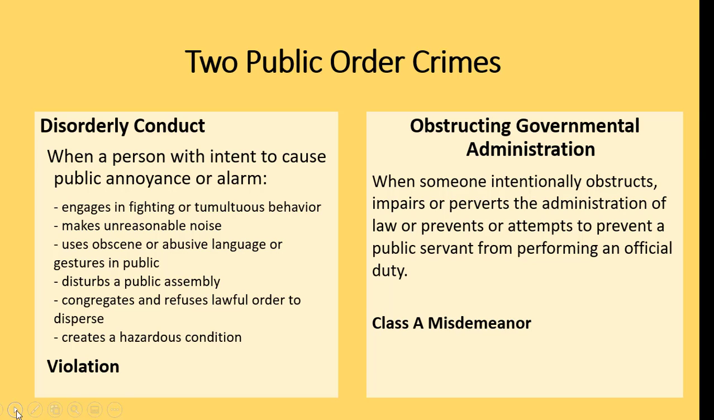That's very different from obstructing governmental administration, often called obstructing justice. That's when someone intentionally obstructs, impairs, or perverts the administration of law, or prevents or attempts to prevent a public servant from performing an official duty. That's a Class A misdemeanor. So this comes up, and notice that it says governmental administration. You could substitute that word for police. If a police officer is trying to do his or her job and you interfere with that, that could get you charged with obstructing governmental administration. That's a Class A misdemeanor, and that's a crime.